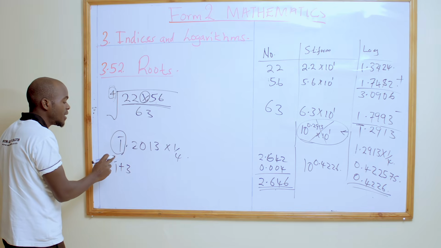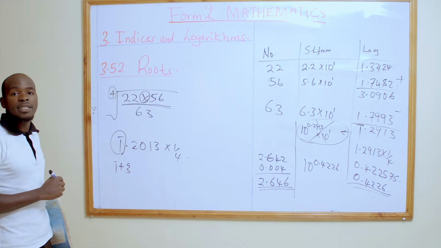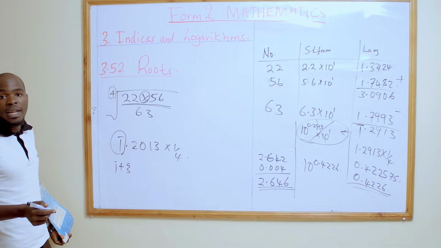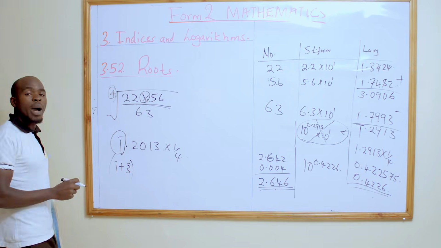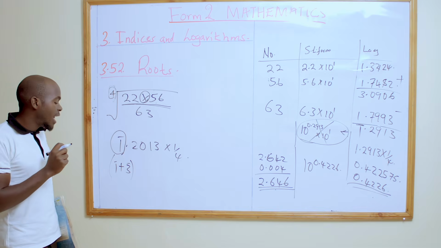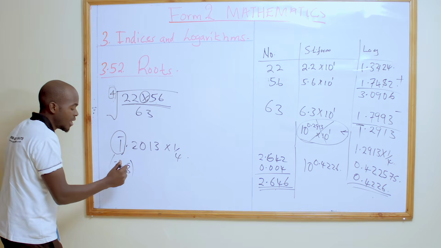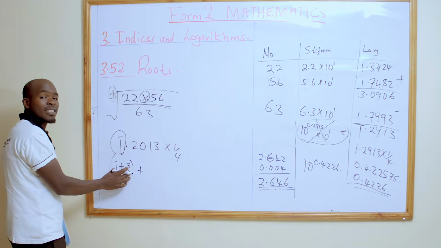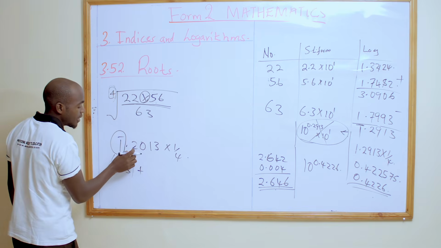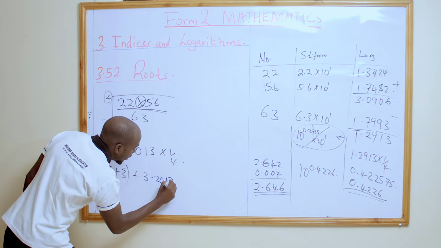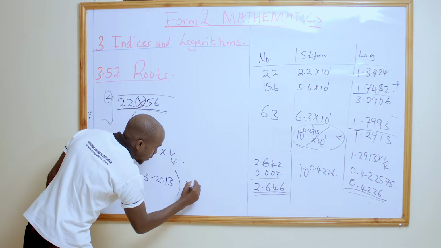Since bar 1 means that only this characteristic part is negative, then it implies that even this 3 we are adding can also be negative because we are adding to the characteristic part, such that we shall have bar 4, and it will not be -1 plus 3 such that you get 2. No, it should be in this kind. And remember, whatever you add to the characteristic part should also be applied to the mantissa part in such a way that we have bar 4 plus 3.2013, now this one here is what we are going to multiply by a quarter.